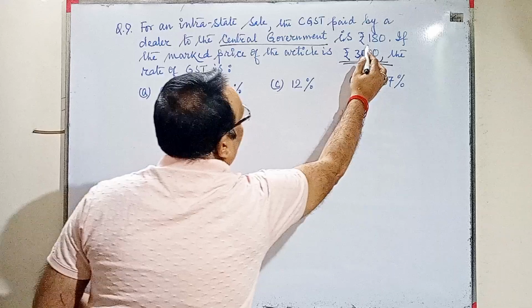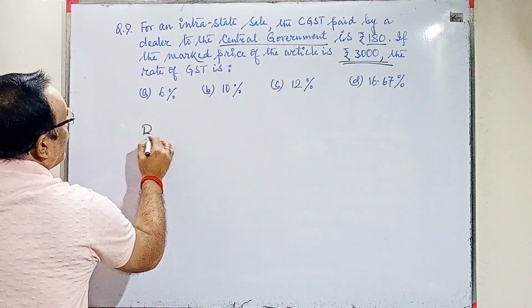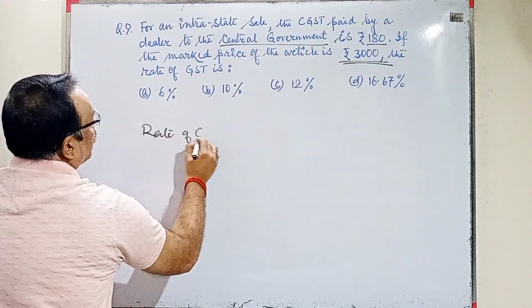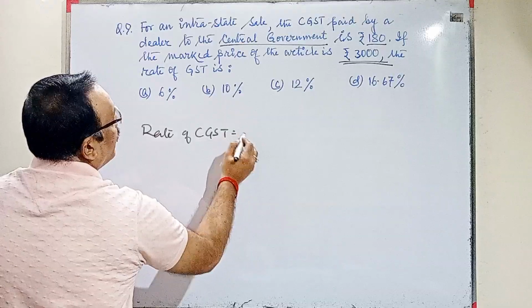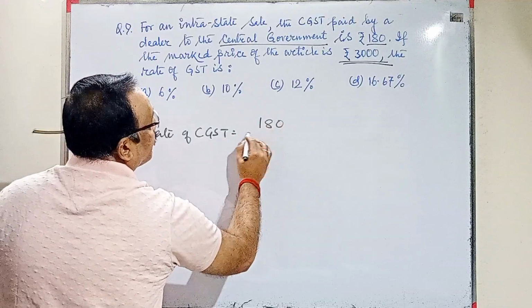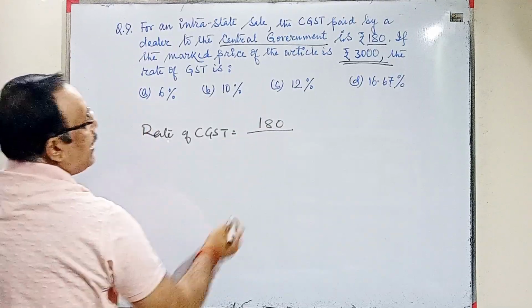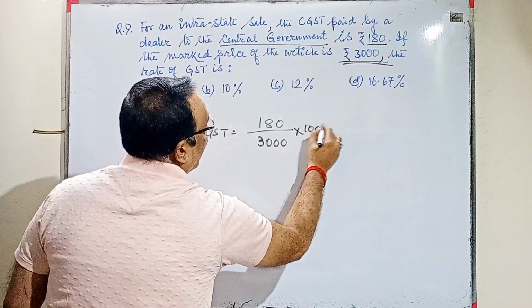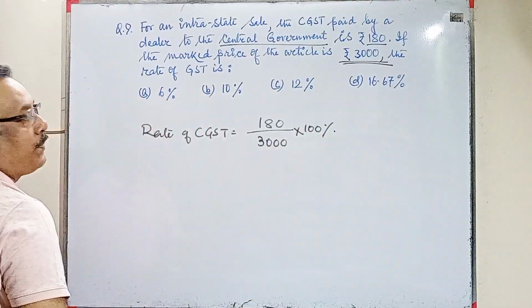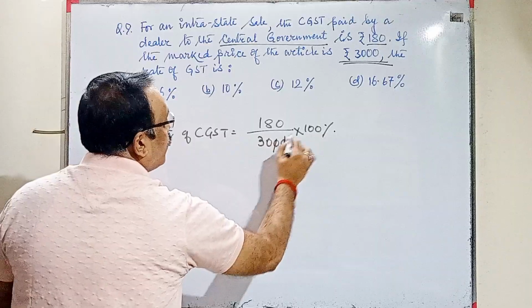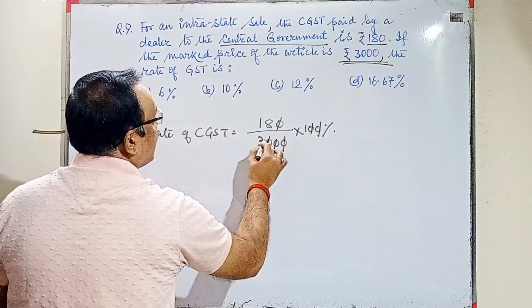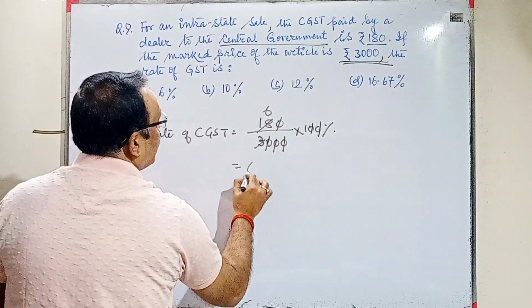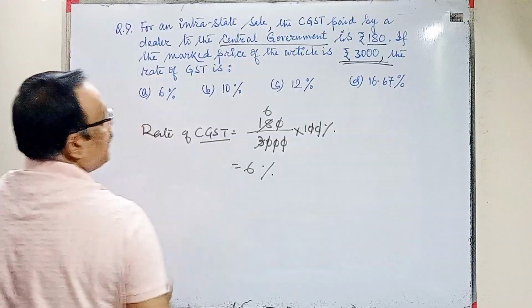It is paid to the central government, how much GST? 180. So the rate of CGST will be the GST paid, that is 180, by the total amount, that is 3000, into 100%. That will give me the rate of CGST. So this 1, 2 cancel, this 0 cancels, 3 6. So 6% is the rate of CGST.